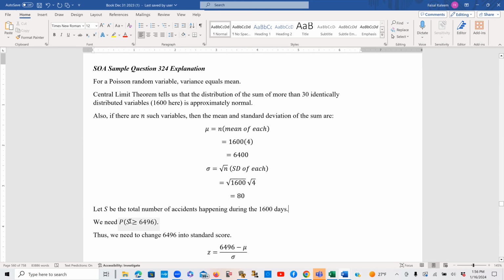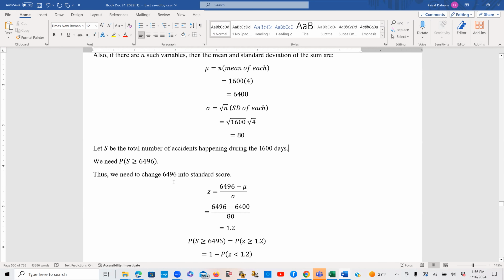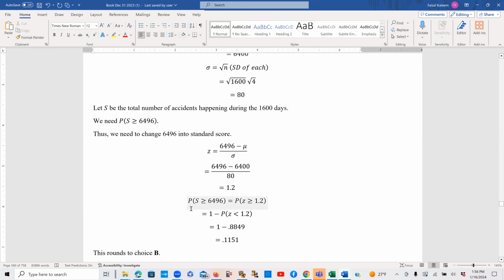So we need the probability that at least 6,496 accidents happen over this period. Therefore, we need to change 6,496 into the z-score. So x minus mean over standard deviation, x in this case is 6,496, minus 6,400, which is what we found to be the mean of the sum, divided by standard deviation, which was 80, so 1.2. So therefore, probability S greater than or equal to 6,496 equals probability Z greater than or equal to 1.2, which is equal to 1 minus probability Z is less than 1.2.